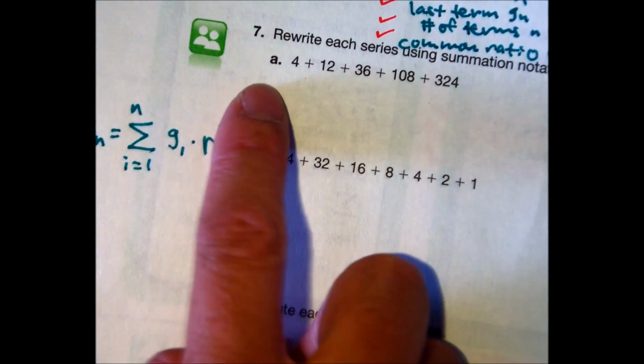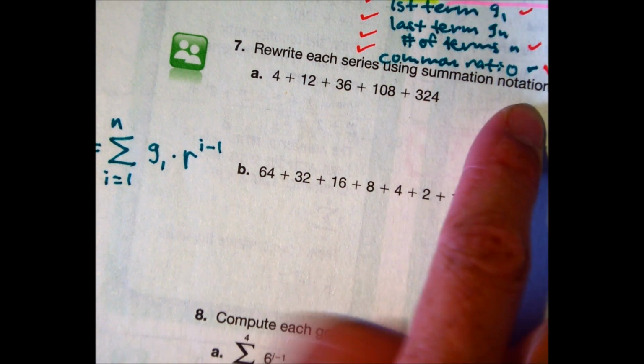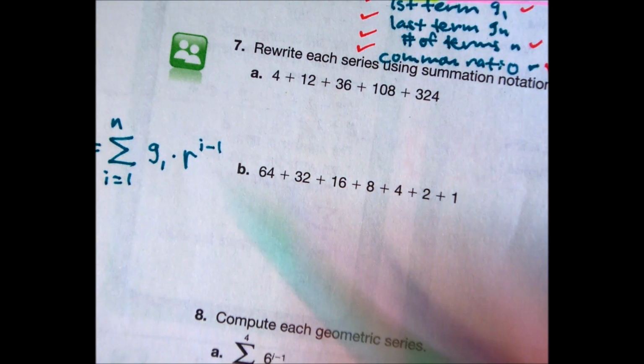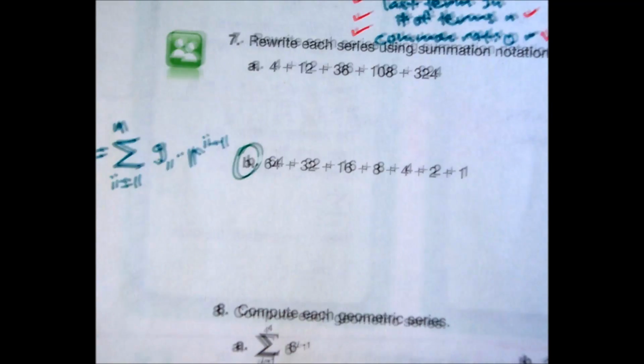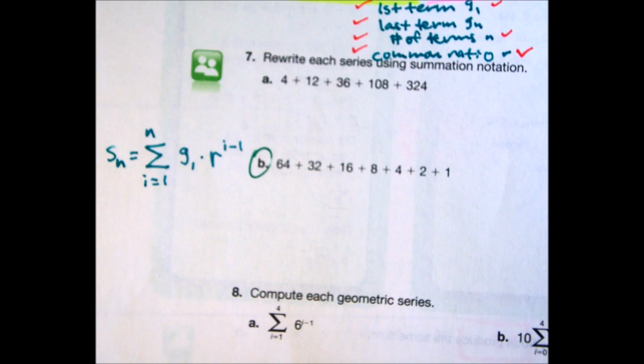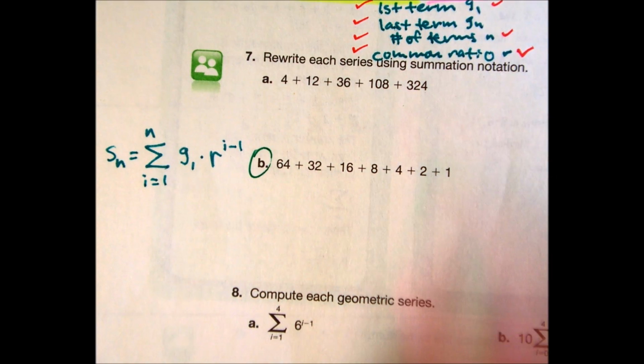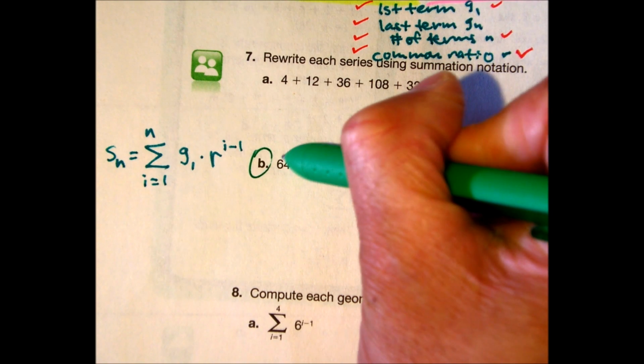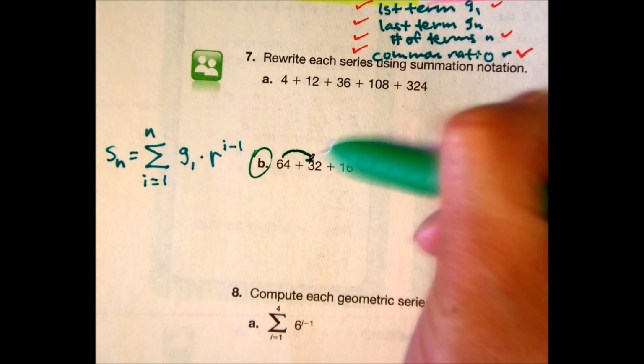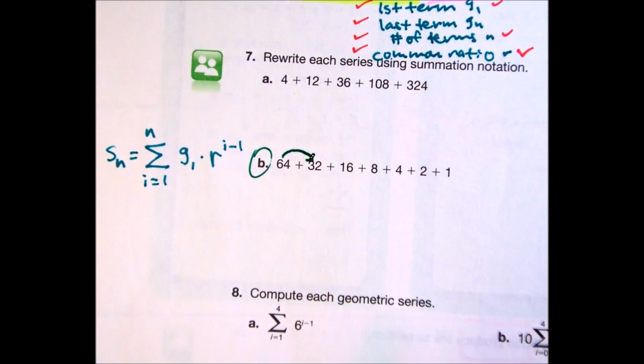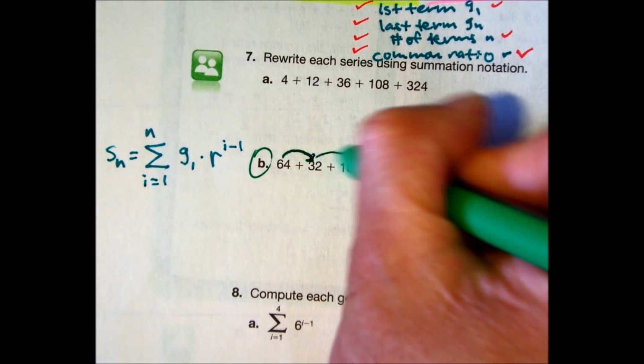The problem tells us to rewrite each series using summation notation. Let's do example B. In this problem, I need to figure out if it's arithmetic, geometric, or neither. I recognize as I go through the numbers, they're decreasing. Now pay attention. What's happening?